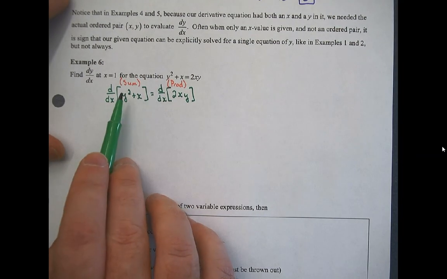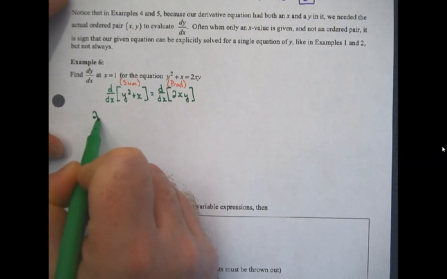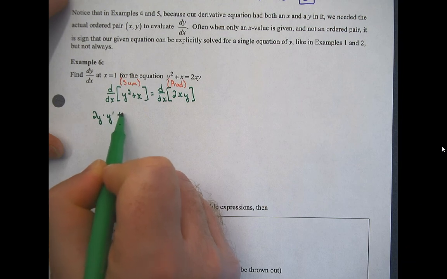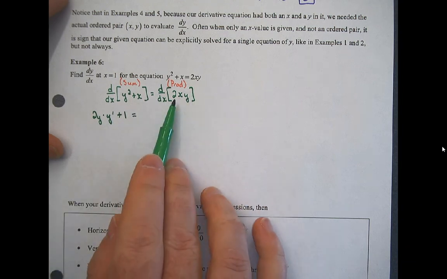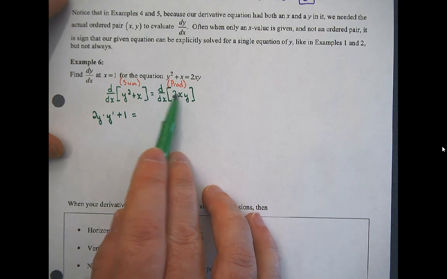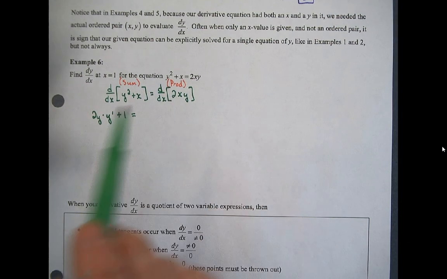So this is a sum rule, which means I just derive each piece. The derivative of y squared is 2y, but I need a y prime. The derivative of x is 1. Okay, product rule. So my u, always attach the constant to your u. So my u is 2x, and my v is y. So what's the derivative of 2x?